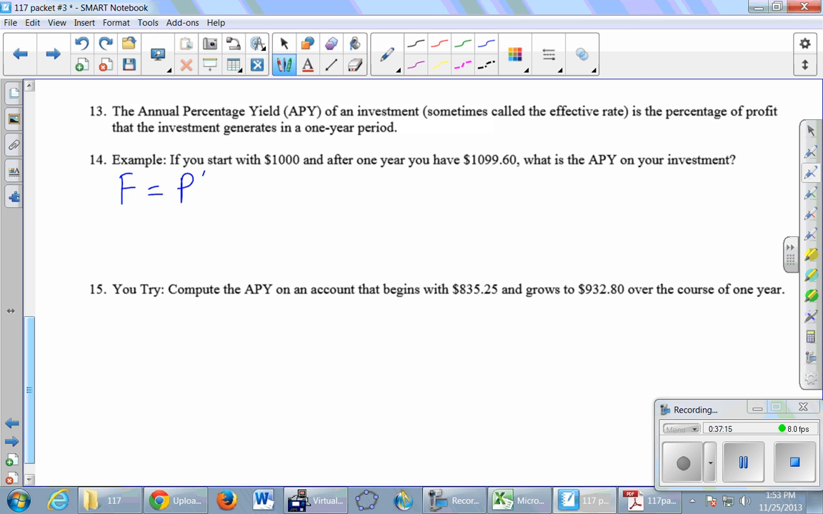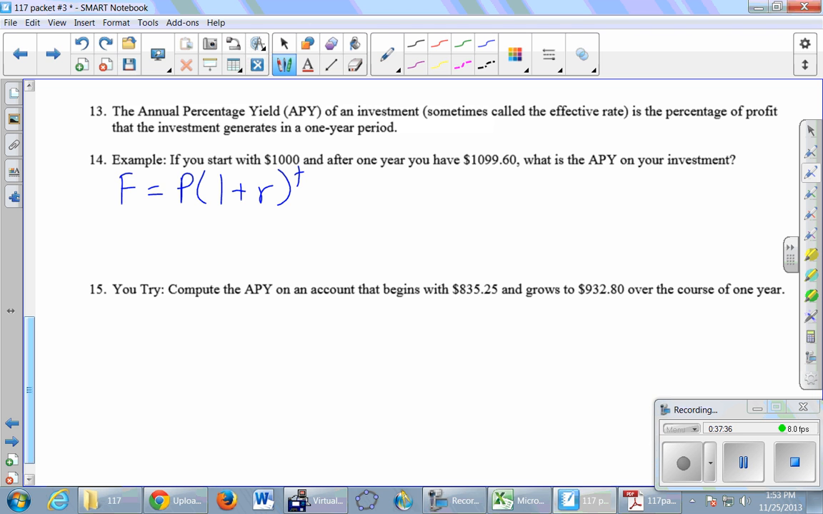F equals P times (1 plus R) to the T. How often is interest compounded if we're using this formula? Once a year. This was our annual formula. Everything else was based off of this one. And once a year is what we want to do. So let's give it a shot.